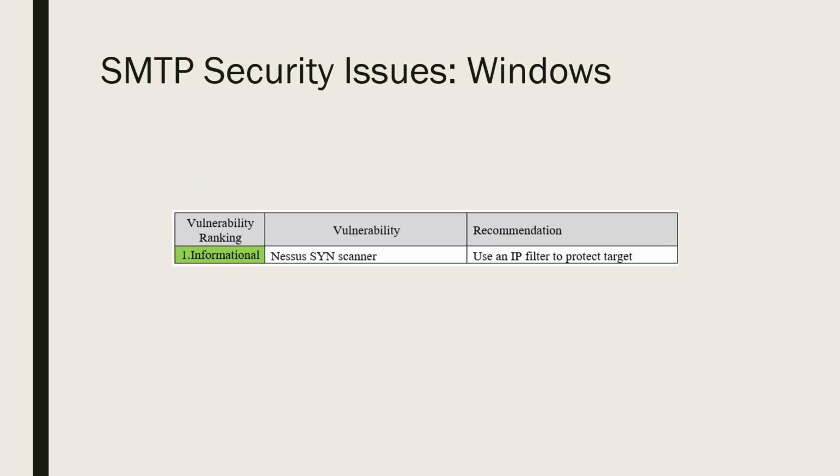Next is the SMTP. For Windows, there are no real pressing security vulnerabilities determined with the scan, but I do have the recommendation as far as the Nessus SYN scanner. Again, I already mentioned this as far as the half open and having ports determined that are actually opened, and then using the IP filter to protect that target.